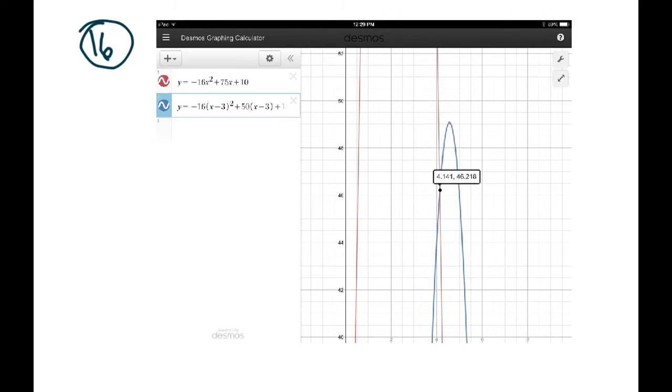In problem number 16, it says a rocket is launched into the air. Its height can be modeled by the function negative 16t squared plus 75t plus 10. 3 seconds later, another rocket is launched, its height being represented by the function r of t is equal to negative 16 times (t minus 3) squared plus 50 times (t minus 3) plus 10. How long after the first rocket is launched will the 2 rockets collide?